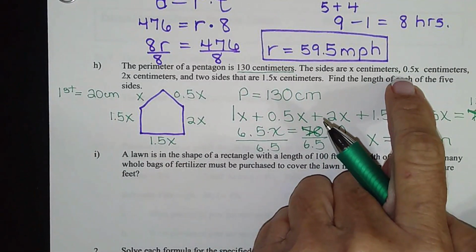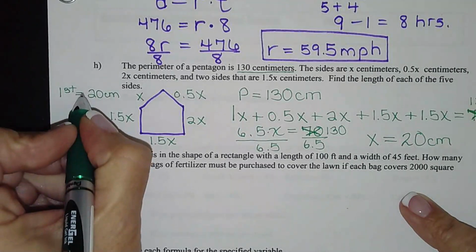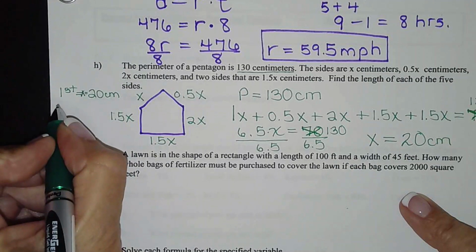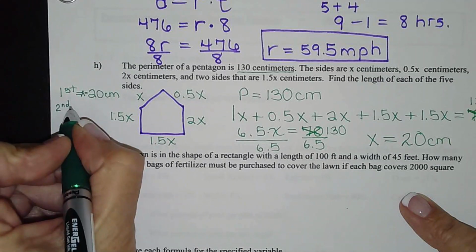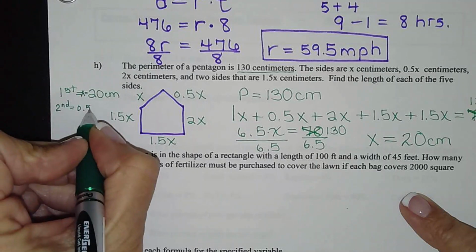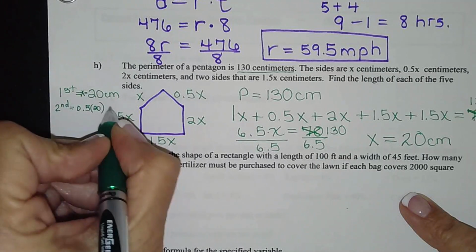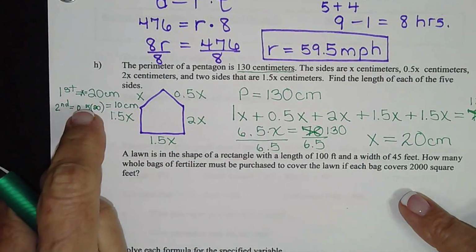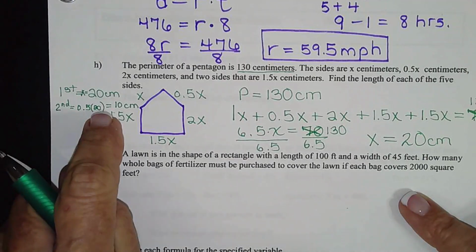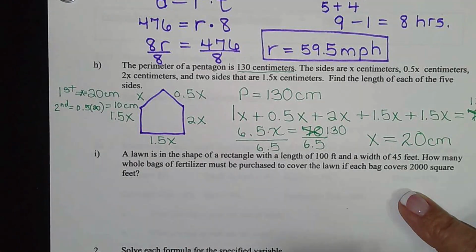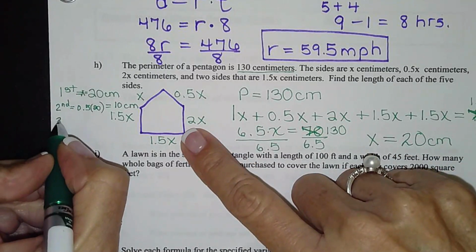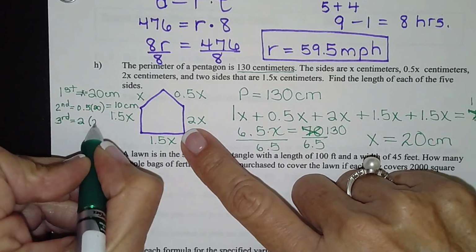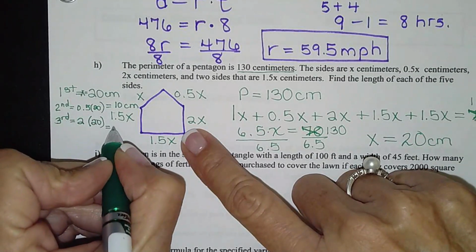The second one is 0.5 times 20, which would be 10 centimeters. How do I do that in my head? That means half of 20. And the third side is 2 times 20, which is 40 centimeters.